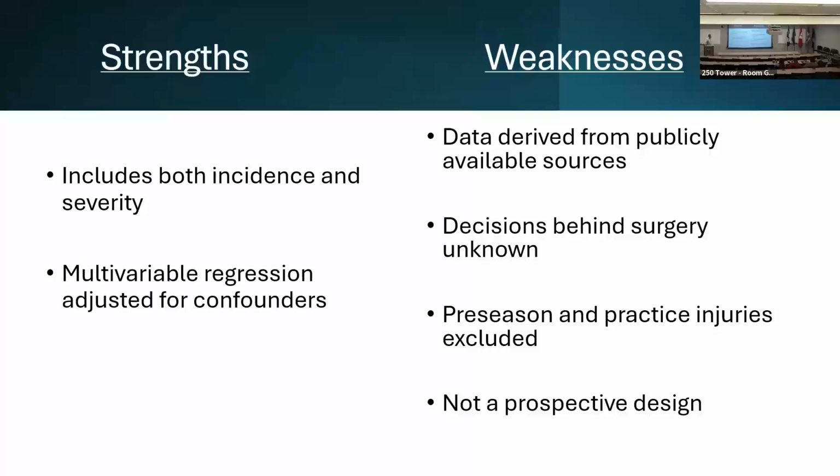They did exclude preseason and practice injuries, where if you were really wanting to do a comprehensive analysis of injury rates, these players are required to play in preseason and practices, and injuries do occur in those settings. So accounting for that data would be smart. And then the study design in general didn't appear to be a true prospective design to me. I think that's a bit of a weakness because you can't really assess causation as well.